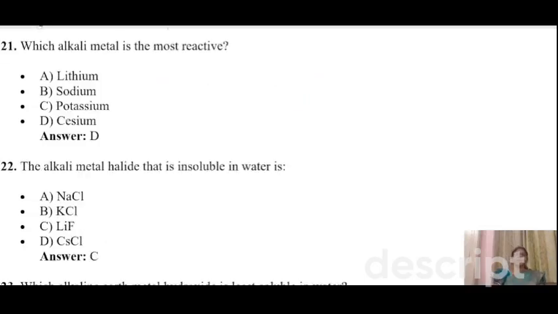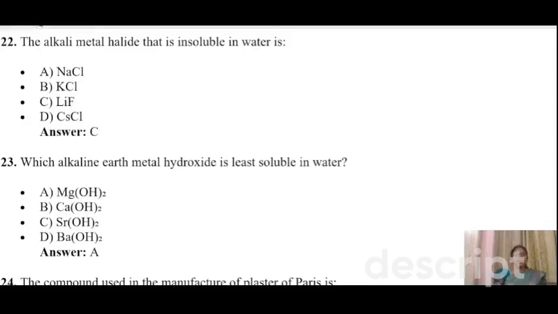Then, which alkali metal is the most reactive? Lithium, sodium, potassium, cesium. The reactivity depends upon how easily the outermost electron is removed. Compared to lithium, sodium, and potassium, cesium readily loses its electron because of its larger size. Therefore, the nucleus does not hold it strongly. The answer is D.